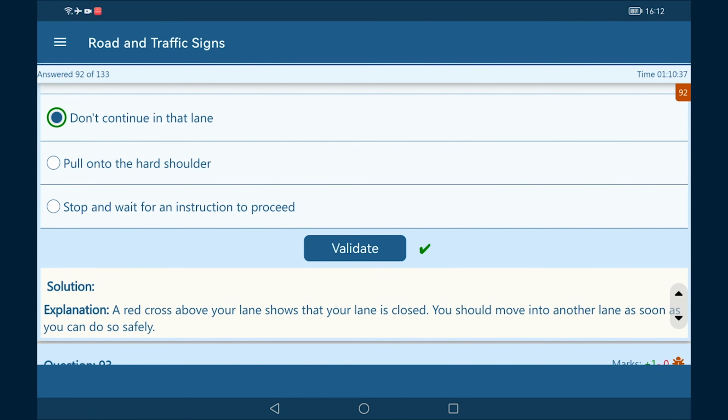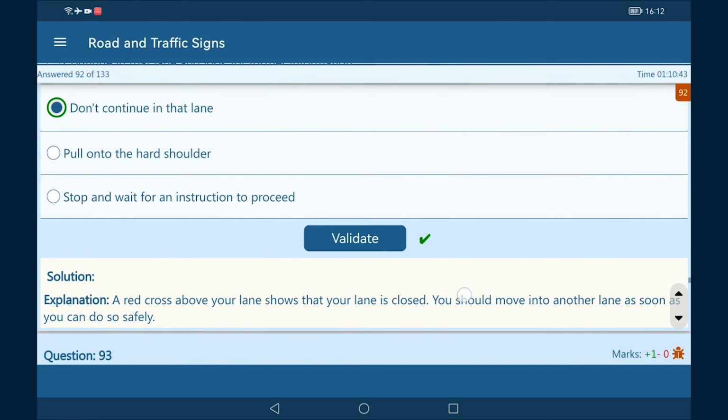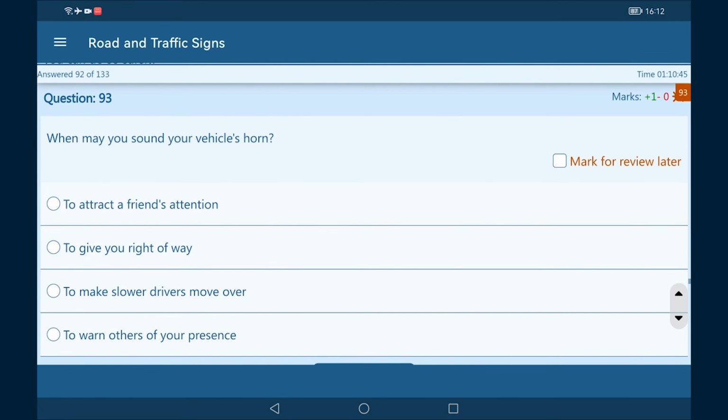Explanation. A red cross above your lane shows that your lane is closed. You should move into another lane as soon as you can do so safely. Question 93. When may you sound your vehicle's horn?